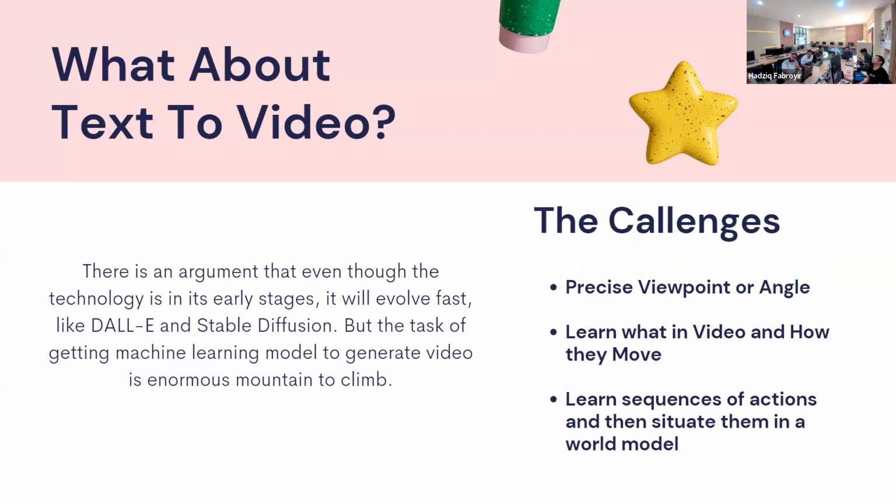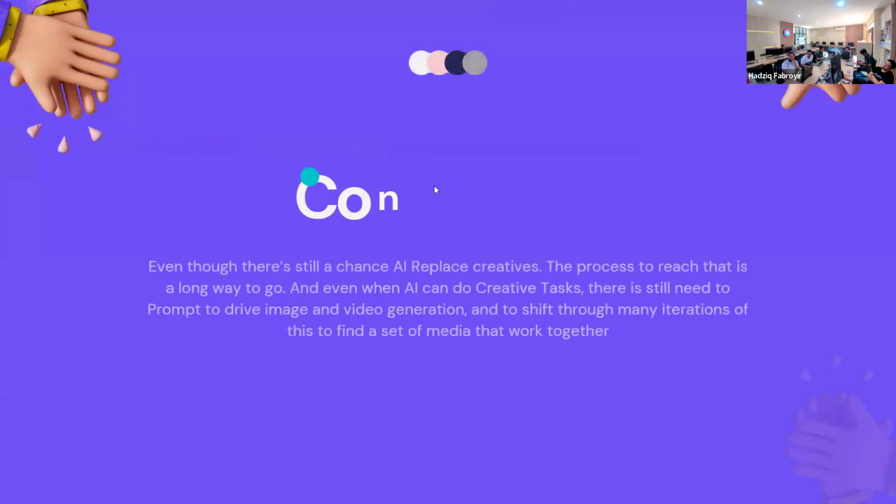It's having a hard time generating fingers and how they move, and also how people walk. So there's something weird about the video, even with Sora, the latest and most advanced technology. And also the third one is to learn sequences of actions and then situate them in a world model. So okay, maybe that's all.